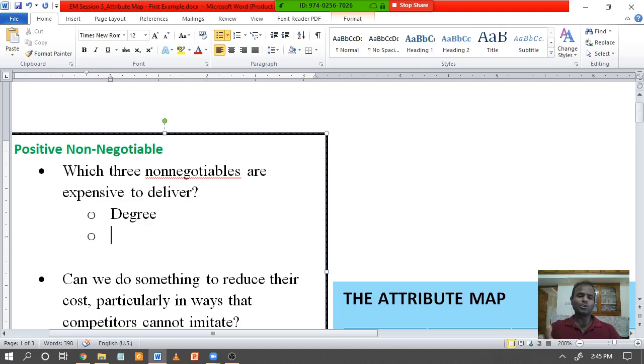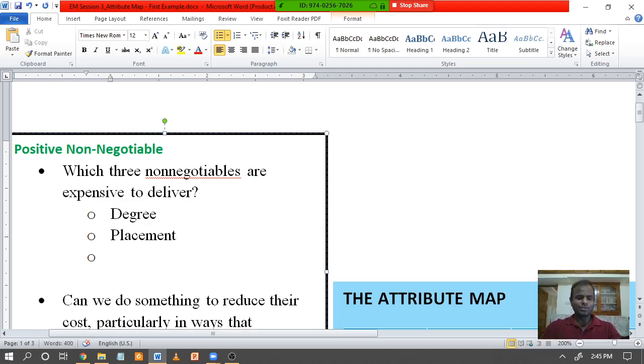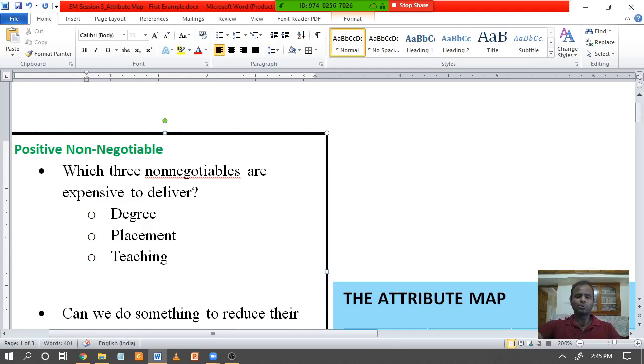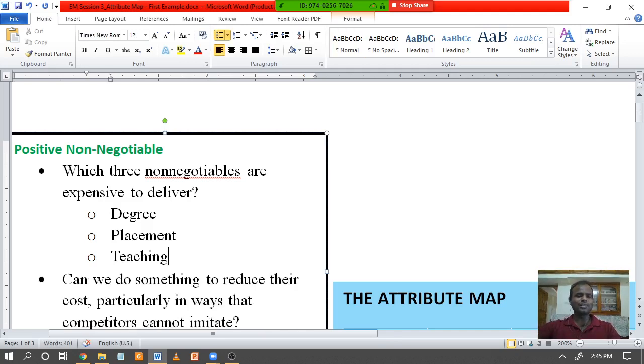a college or university to offer to you, which is non-negotiable? Placement. Of course, they should give you a degree. Okay, so they should give you placement. What else? They should definitely teach you, right? They should teach you every subject, right? So these are certain non-negotiables. Okay, so let's limit to these three.